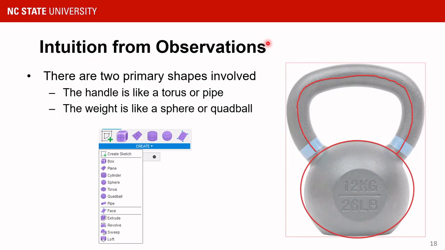So when we're looking at this kettlebell, we can see that there's two primary shapes or forms that we can create. The first is sort of a sphere, and in Fusion this is going to be represented by a quad ball. The other looks more like a rod or a pipe that is bent, and in Fusion we have a form of a pipe.